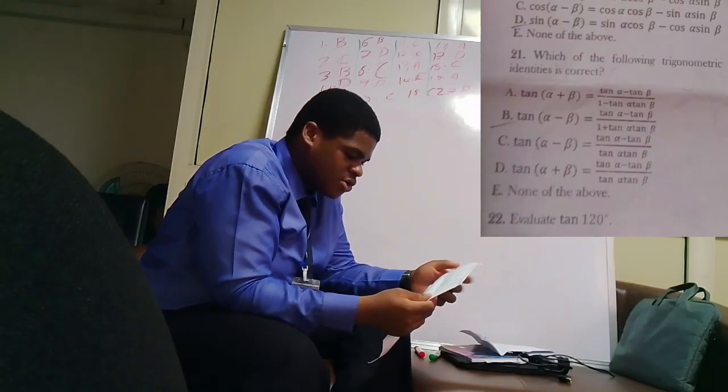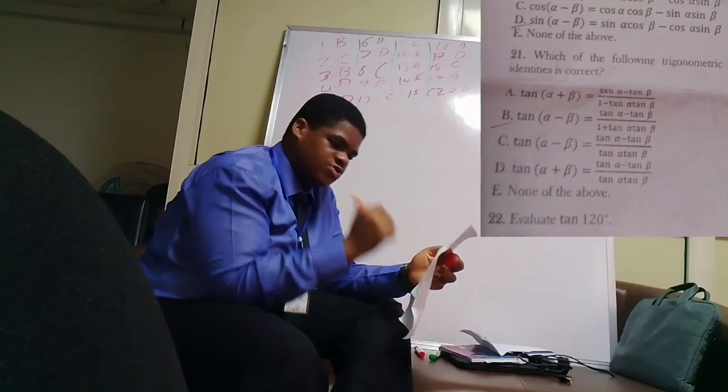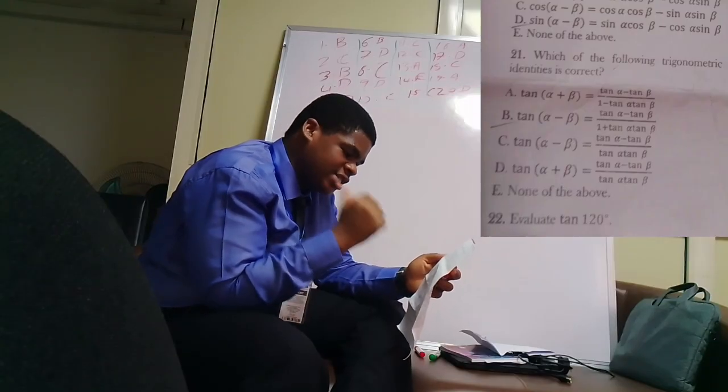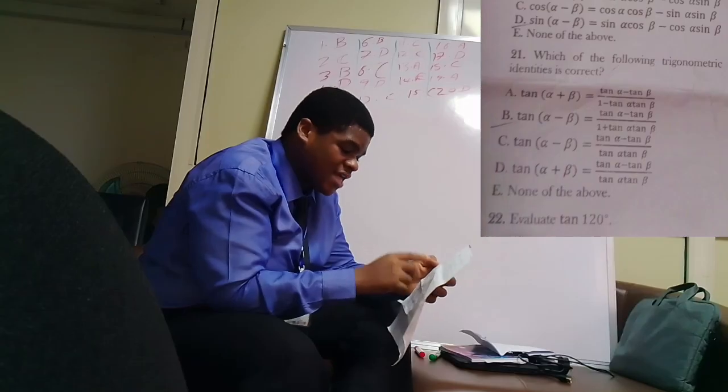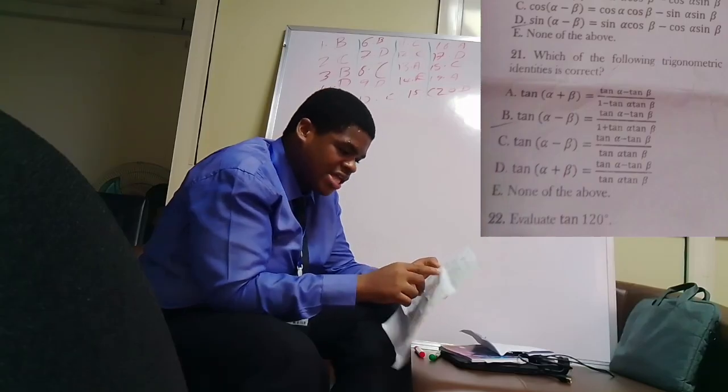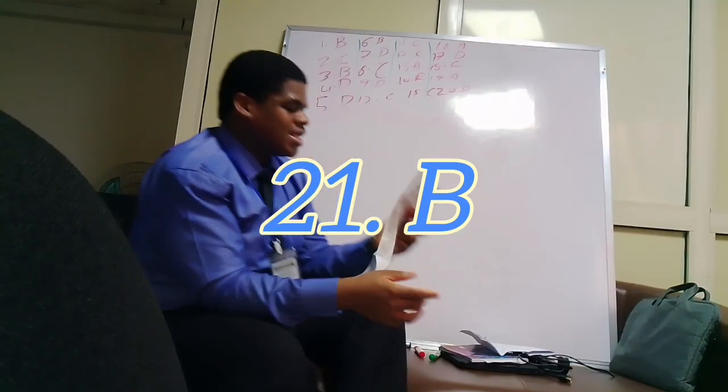We have tan(A minus B). As said, this is also a test review video, so you can now check it out. tan(A minus B) is equal to tan A minus tan B divided by 1 plus tan A times tan B. And that's correct. So 21 is option B.